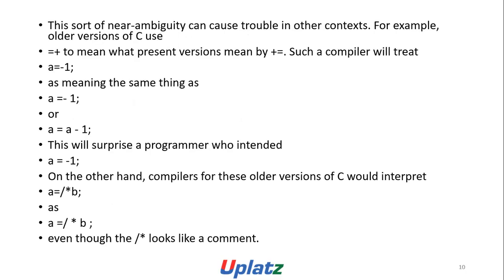This sort of near ambiguity can cause trouble in other contexts. For example, older versions of C use =+ to mean what present versions mean by +=. Such a compiler will treat a=-1 as meaning the same thing as a = a - 1. This will surprise a programmer who intended a = -1. On the other hand, compilers for these older versions of C would interpret a=/*b as a =/ *b, even though the /* looks like a comment.